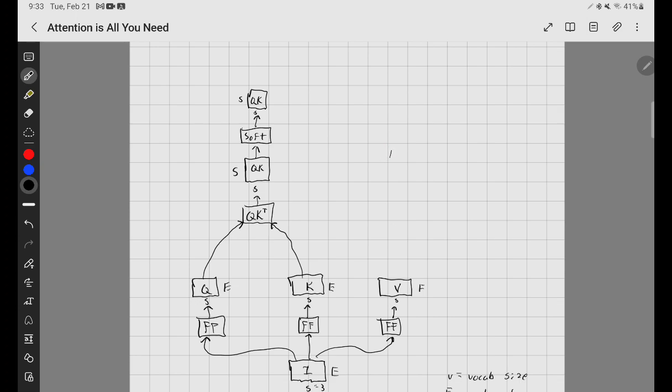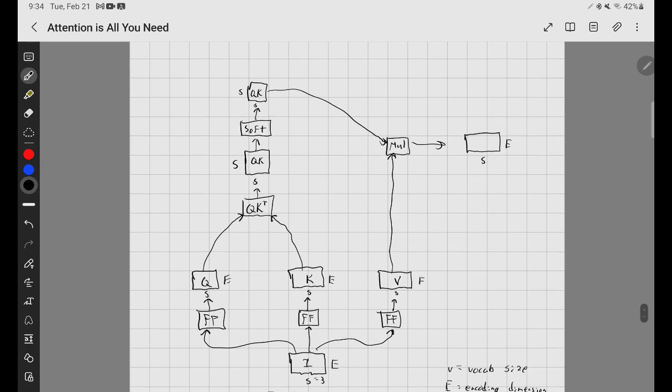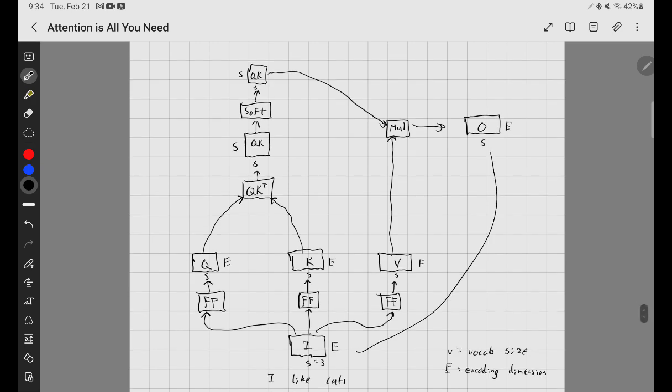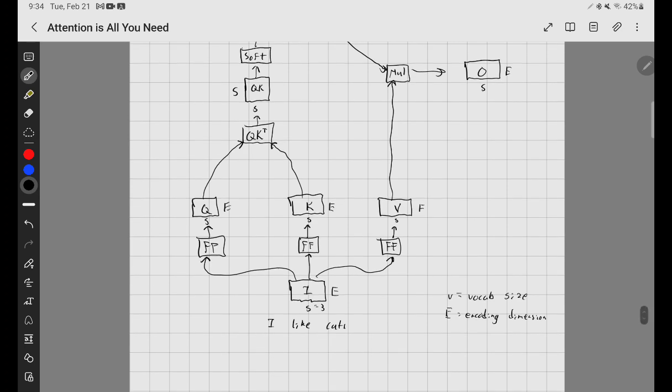I'm going to explain what this represents. And then you output a sequence of shape S by E again. So you actually multiply along the S dimension of the values, which is where you get your cross information from, where information between tokens is being computed. And then this is your output. So the output's the same shape as the input, which is very nice, and it's a new representation of the input.